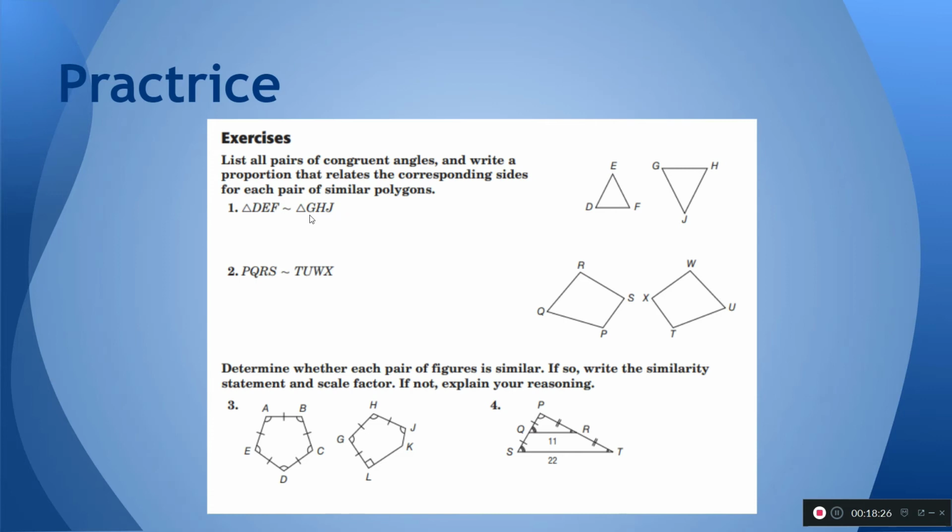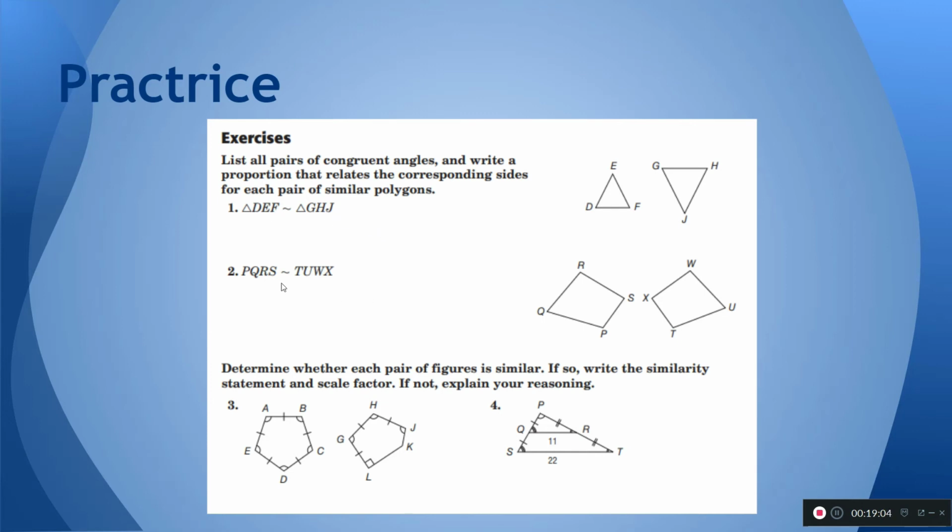So D is to G, so D, G. These are the two angles that go together. E, H, F, J. So these are similar triangles, we're told here. So write out each of the corresponding angles and then corresponding sides in the same way. So DE over GH equals, and then do all the rest of the sides in the same way, continuing to follow the same line there.